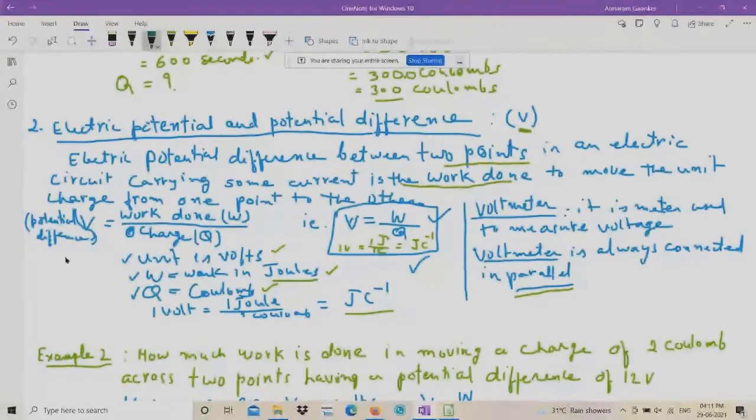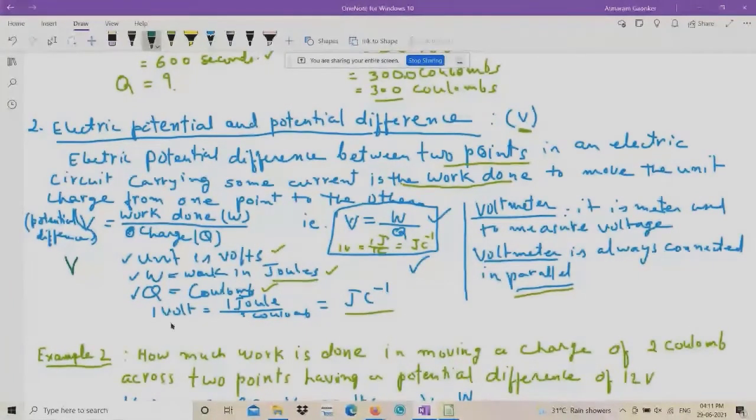denoted as V, and given by this formula: V is equal to W upon Q, where W is the work done in joules and Q is the charge in coulombs. So Q is charge and work done is W. The unit is volt for V, the unit of W is joules, and the unit of Q, that is charge, is coulombs.